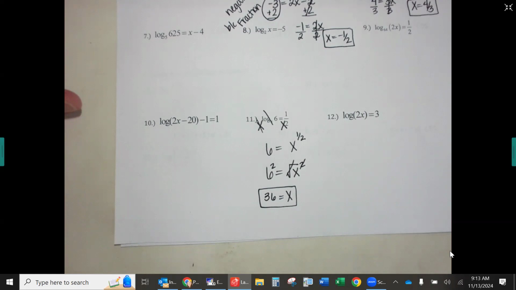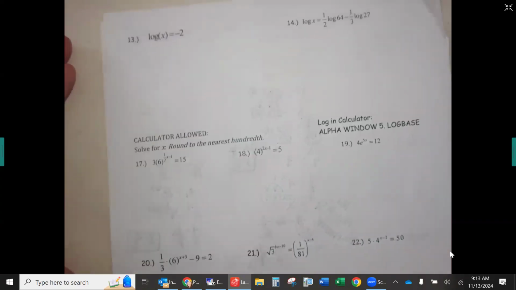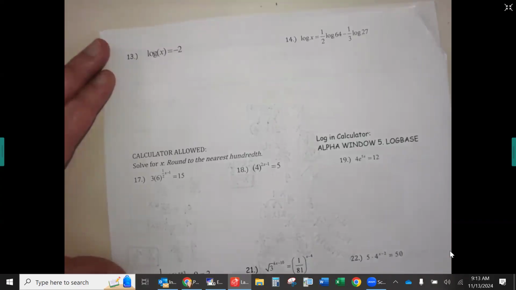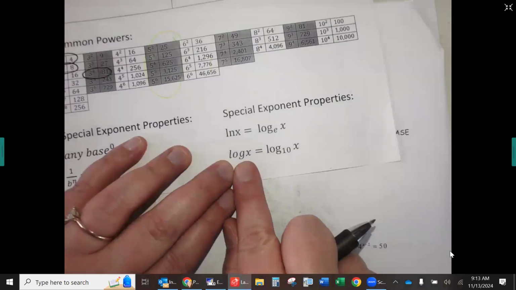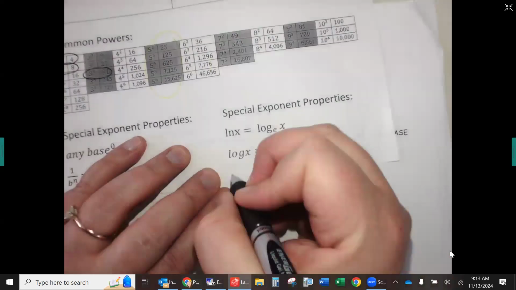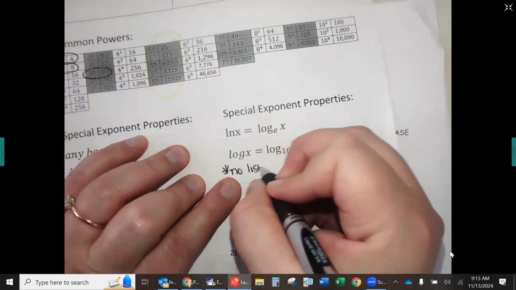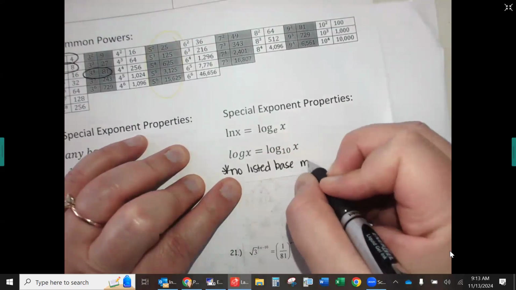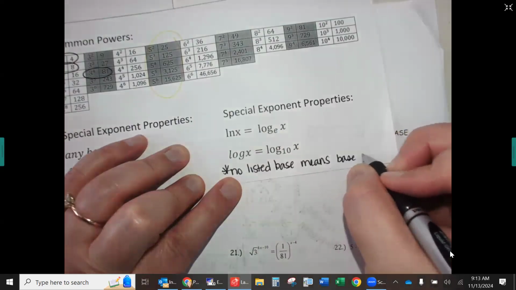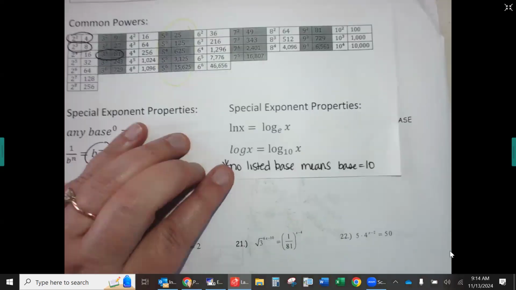You'll notice that on number 13, there's no little number listed. Okay, so in our notes, we talked about that if there's no little number listed, what does the little number count as? 10, that's correct. Okay, so put that right there. That's really, if it's just a log, that counts as log 10. Now, let me show you on your sheet where it says that. Okay, right here, it says log x means log 10 x. So if there's no listed base, it means base 10. Okay, so if you want to write that there just so that you don't forget it next week.